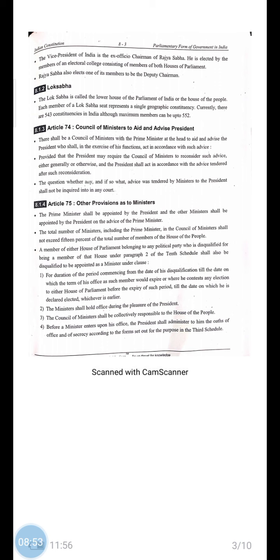This provides that the President may require the Council of Ministers to reconsider such advice either generally or otherwise, and the President shall act in accordance with the advice tendered after such reconsideration.